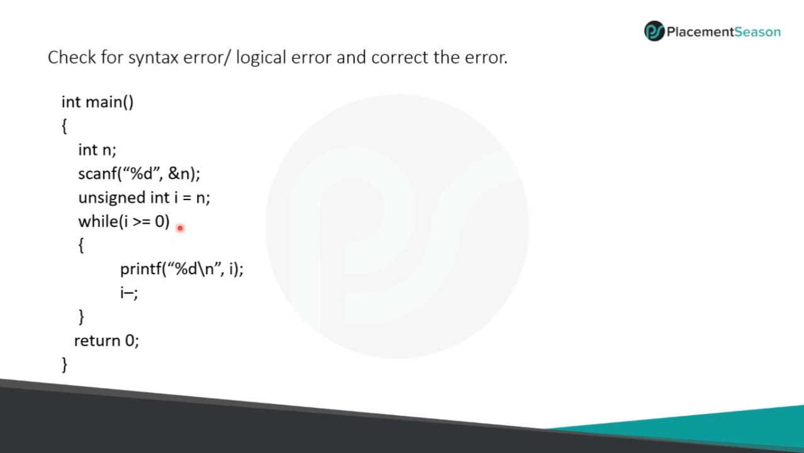After 0, what will the value of i be? It will not go to -1 because i is an unsigned integer and it does not have minus values. It only ranges from 0 to 65,535. So when i is decremented after 0, it goes to the 65,535 value. Even 65,535 is greater than or equal to 0. So what will happen? It is an infinite loop, because i is an unsigned integer and has only positive values.